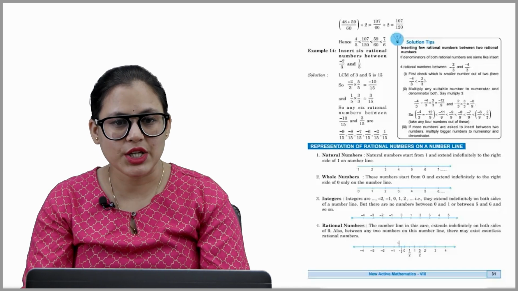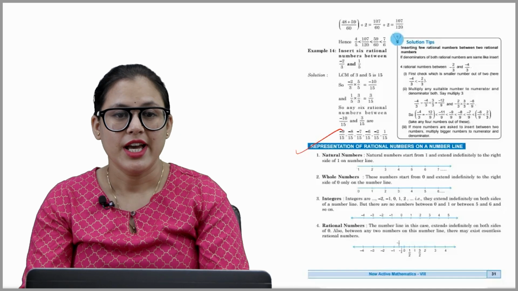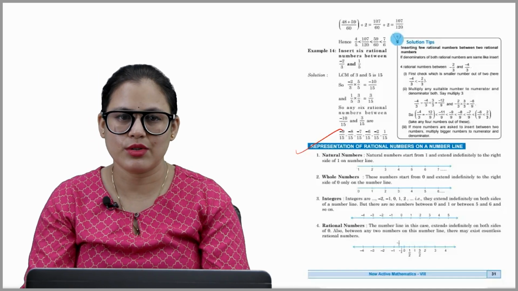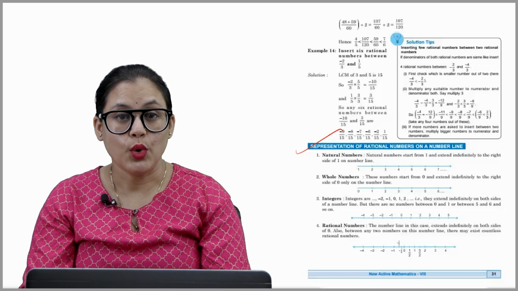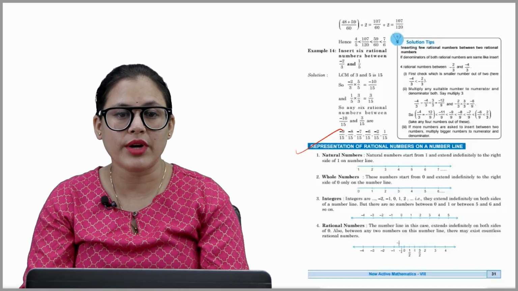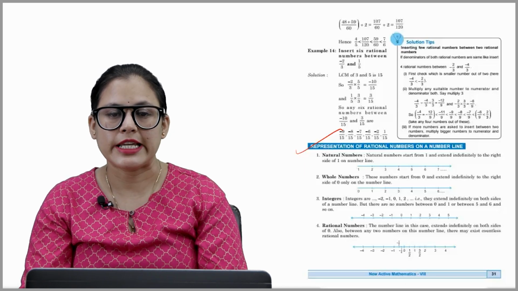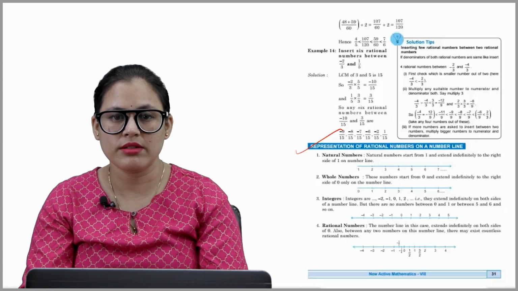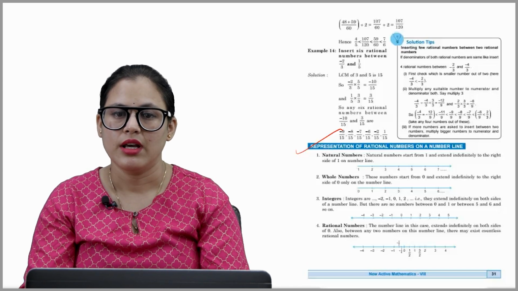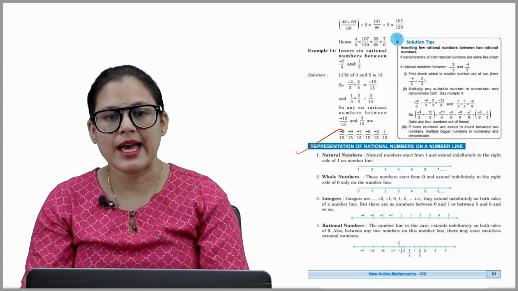Now, representation of rational numbers on a number line. Number 1, natural numbers. Natural numbers start from 1 and extend indefinitely to the right side of 1 on the number line. Number 2, whole numbers. These numbers start from 0 and extend indefinitely to the right side of 0 only on the number line. Number 3, integers. Integers are minus 2, minus 1, 0, 1, 2, that is, they extend indefinitely on both sides of a number line. But there are no numbers between 0 and 1 or between 5 and 6 and so on.